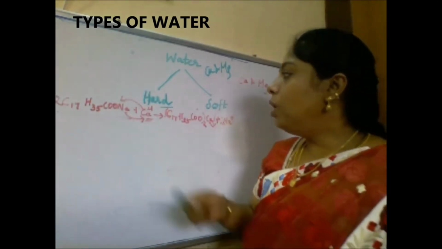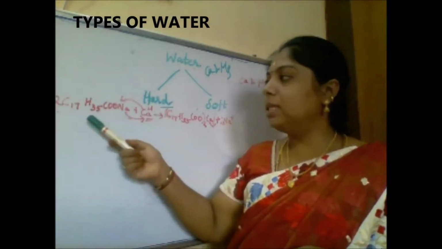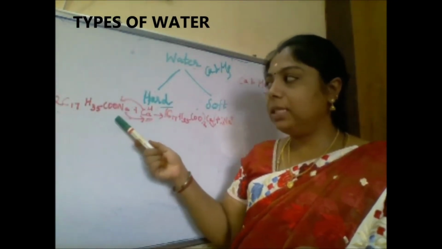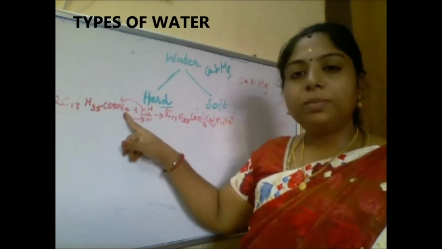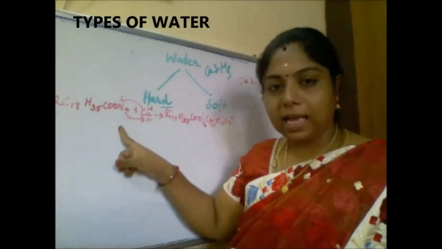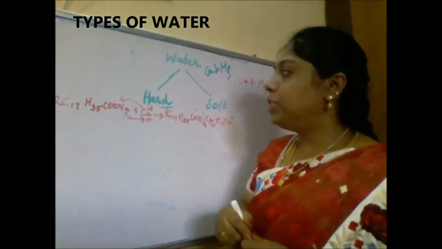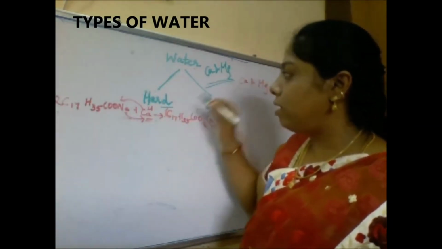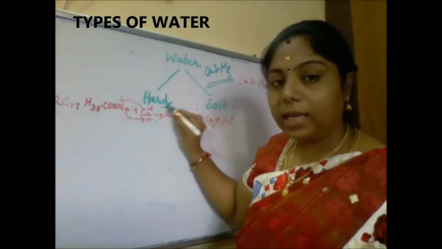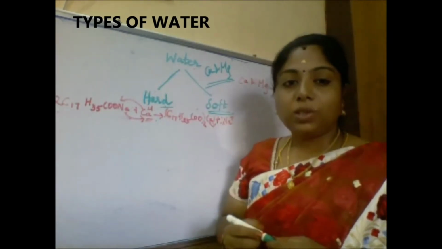When we add soap, the chemical formula for soap is C17H35COONa. It is a higher fatty acid, the sodium salt of a higher fatty acid. When we add soap, if there is a presence of calcium and magnesium ions, it is known as hard water. If there is an absence of calcium and magnesium, it is known as soft water.